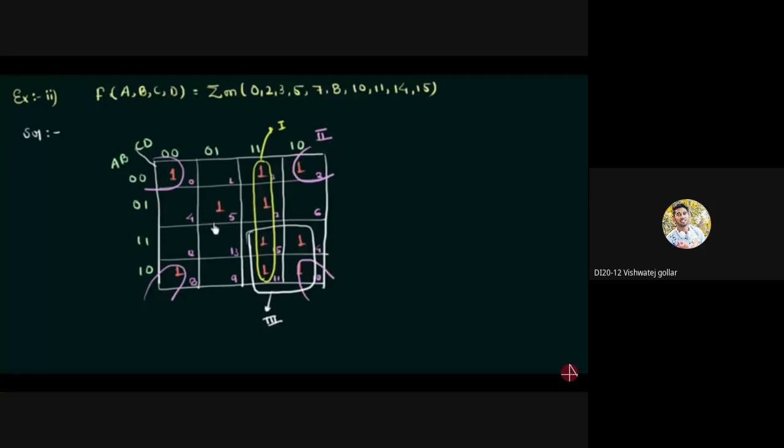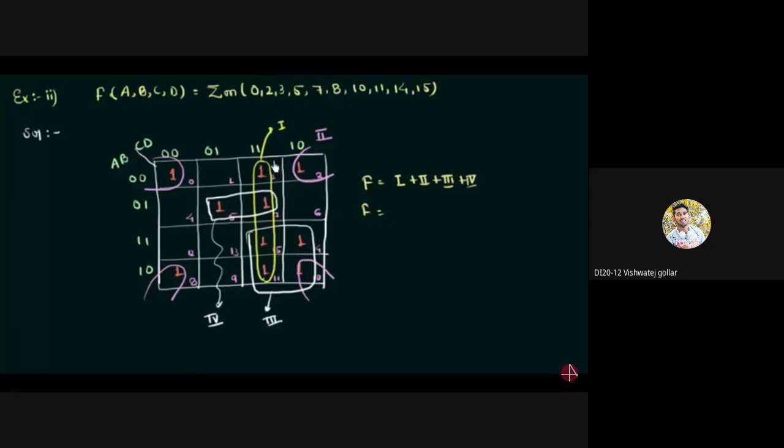Now we are only left with this one, and it can be simply combined like this. There is no other way to combine this one. It can only be combined with this one. So this is our fourth prime implicant. 1, 2, 3, 4. Now we will write down the function f, which is equal to 1 or 2 or 3 or 4.